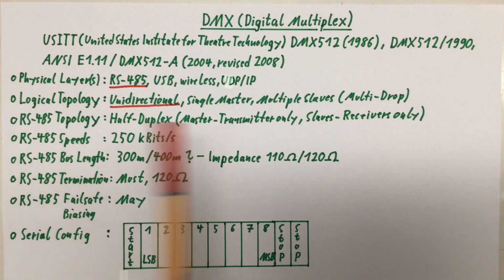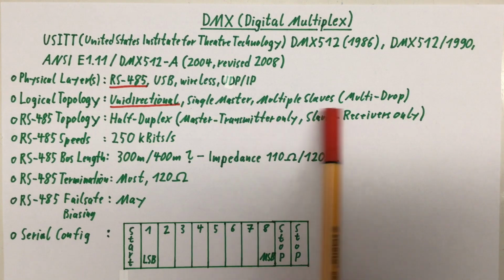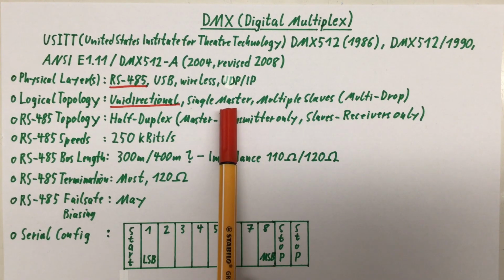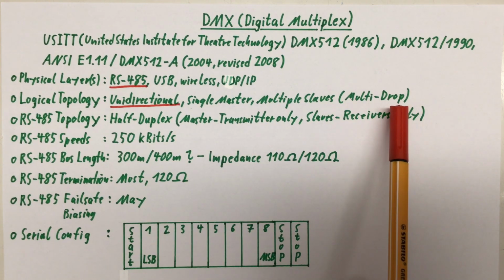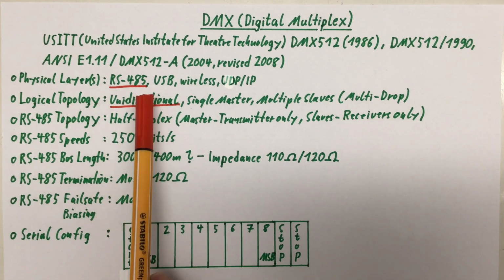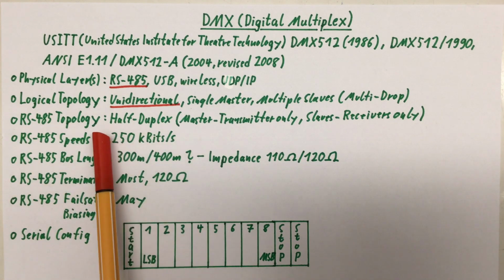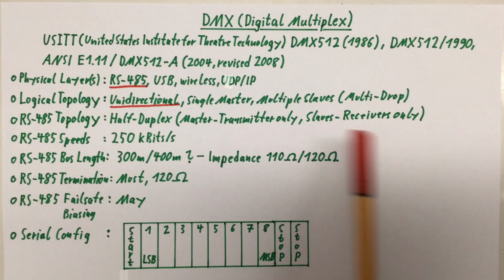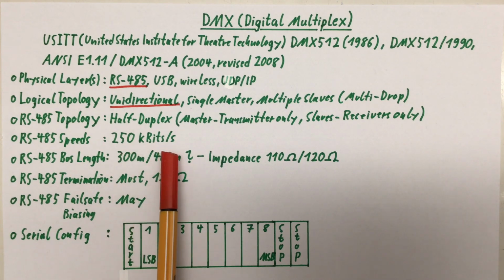Its logical topology is a unidirectional communication from a master to multiple slaves. So the slaves don't send back messages to the master. That's pretty much an RS-422 multi-drop serial connection, but using RS-485 hardware. Consequently, the RS-485 topology is half-duplex, with the master only using its transmitter and the slaves only using their receivers. The RS-485 speed is fixed at 250 kilobits per second.